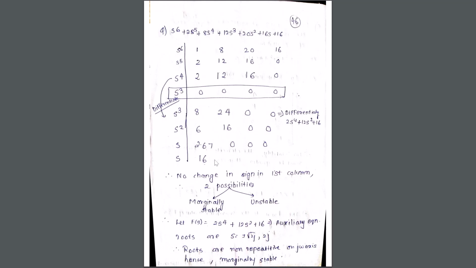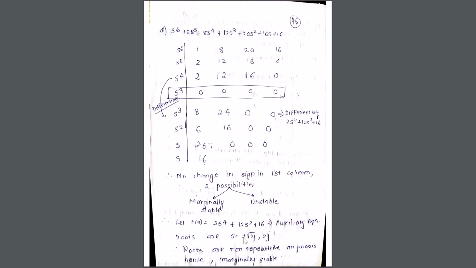When you solve the entire table, you are seeing that there is no change in sign in the first column. But as I told you, it cannot be completely stable. It can be either marginally stable or unstable. So what I'm doing is that to find out whether marginally stable or unstable, I'm taking this particular s raised to 4 equation. That is 2s raised to 4 plus 12s square plus 16. This is my auxiliary equation. Find out the roots of it.